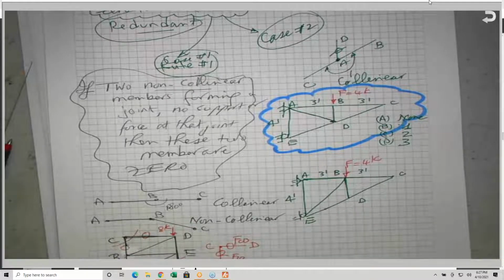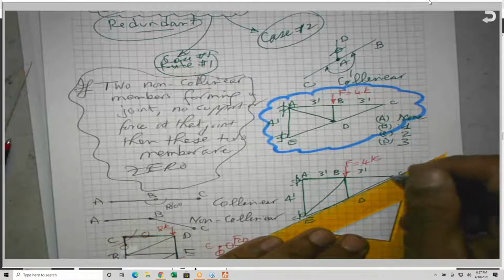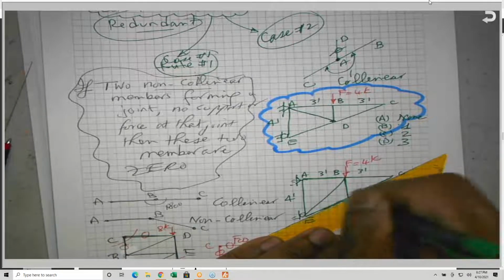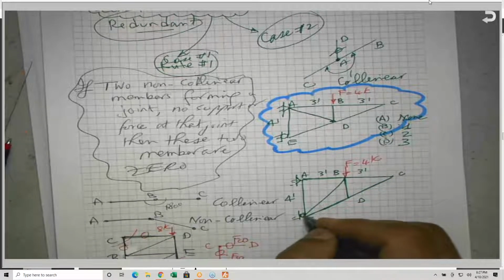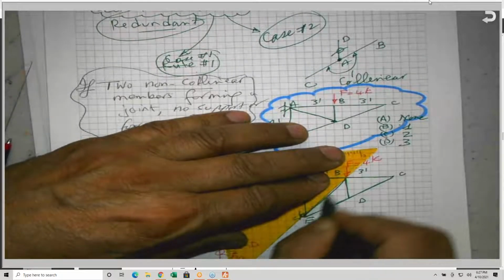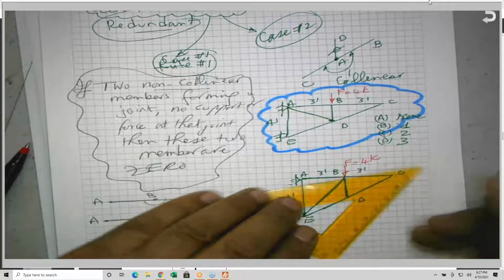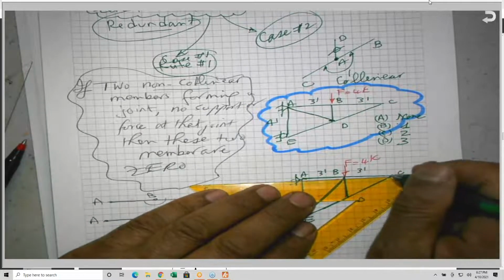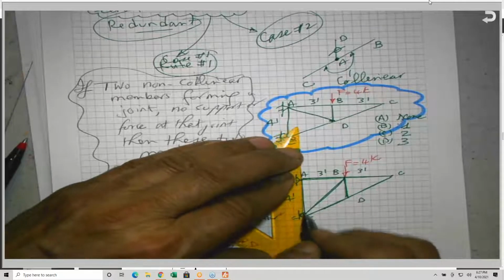Okay, sorry, my members are not straight. It seems that I get tired at the end of the day, but these members are straight lines. Don't say, oh, Dr. Mansour told us the members could be curved like this. No, they are straight lines. These members are perfectly straight. Here we go, I am using a straight edge, so nobody will take me to court.